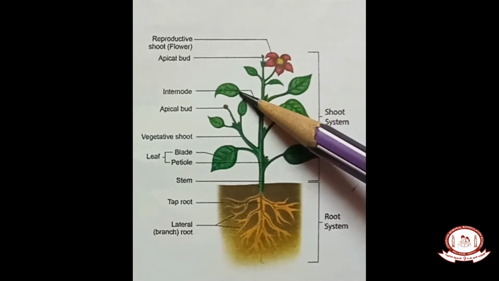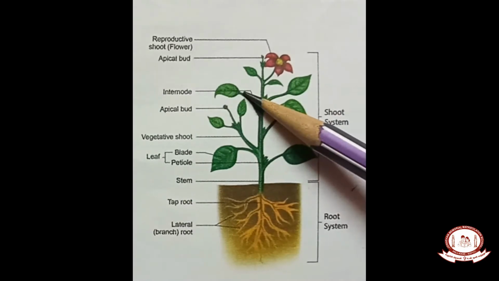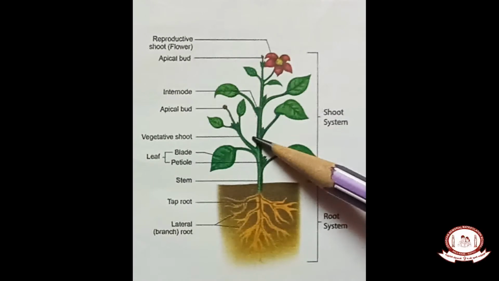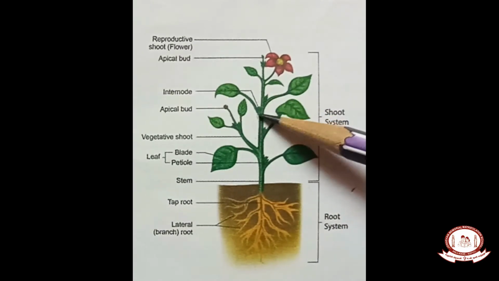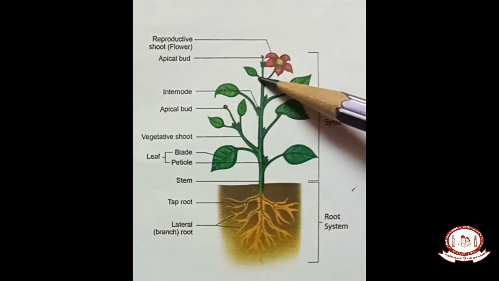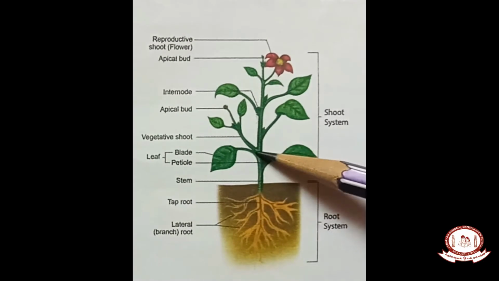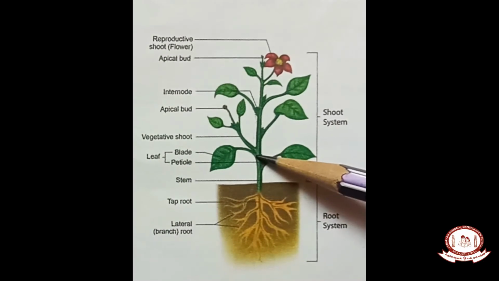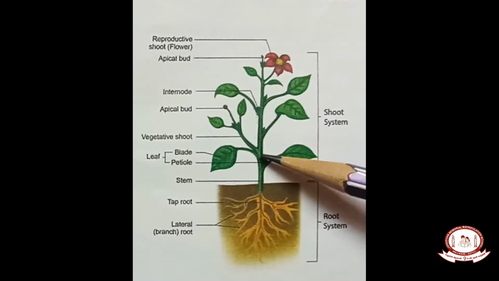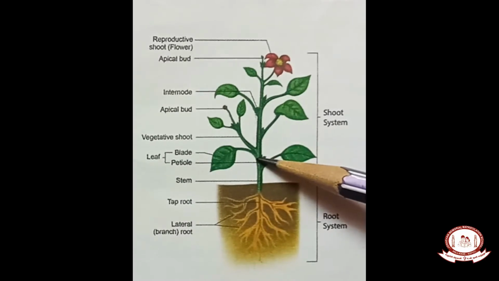Now leaf, it has a stalk, that is called the petiole. It is attached to the stem. The leaves are attached to the stem, that is called node. So each leaf arises from a particular point, that is called node, and the distance or the region between the two nodes is called internode.